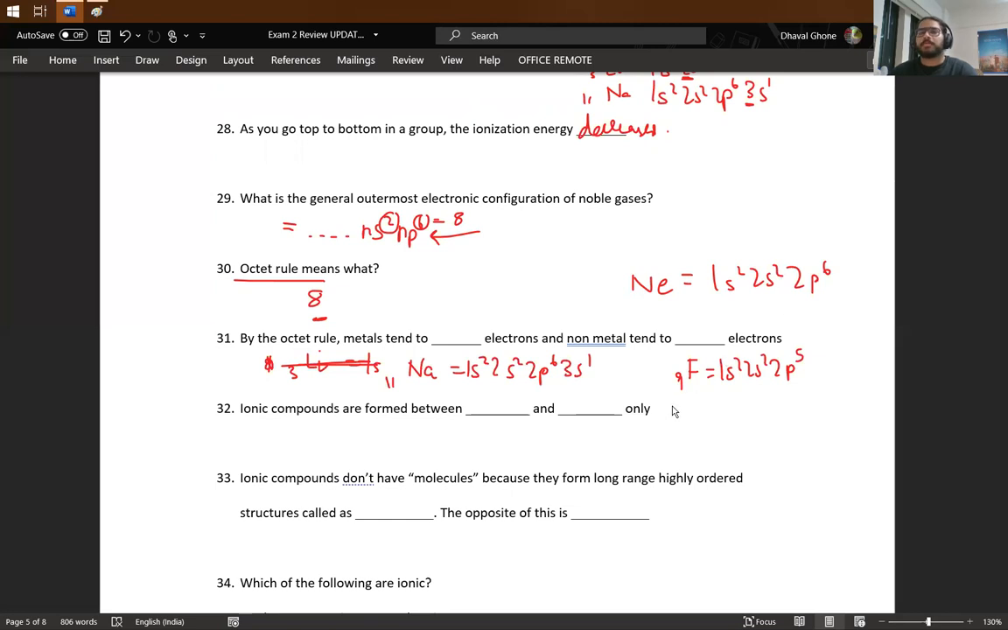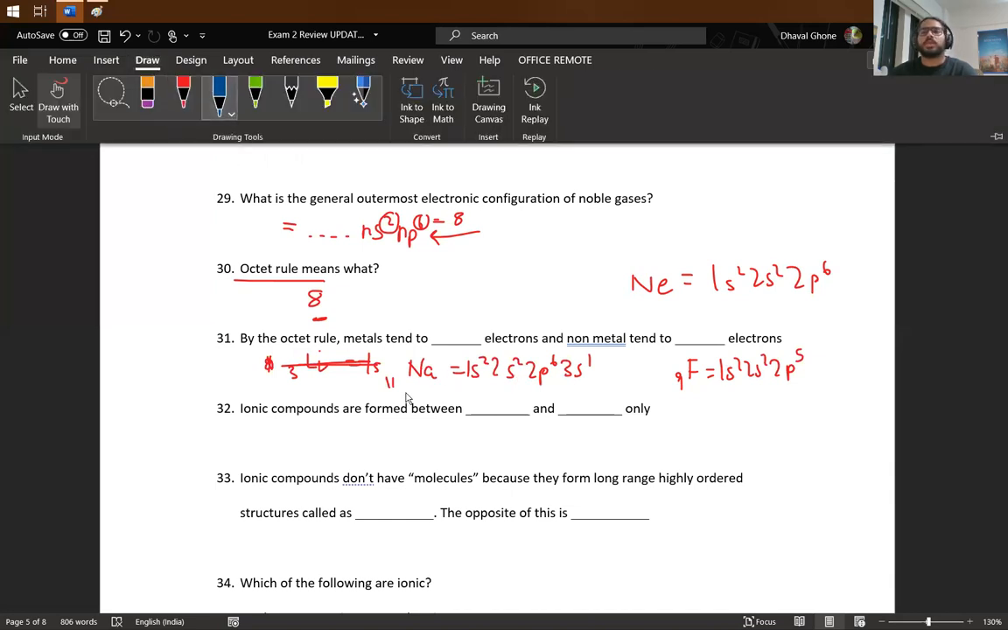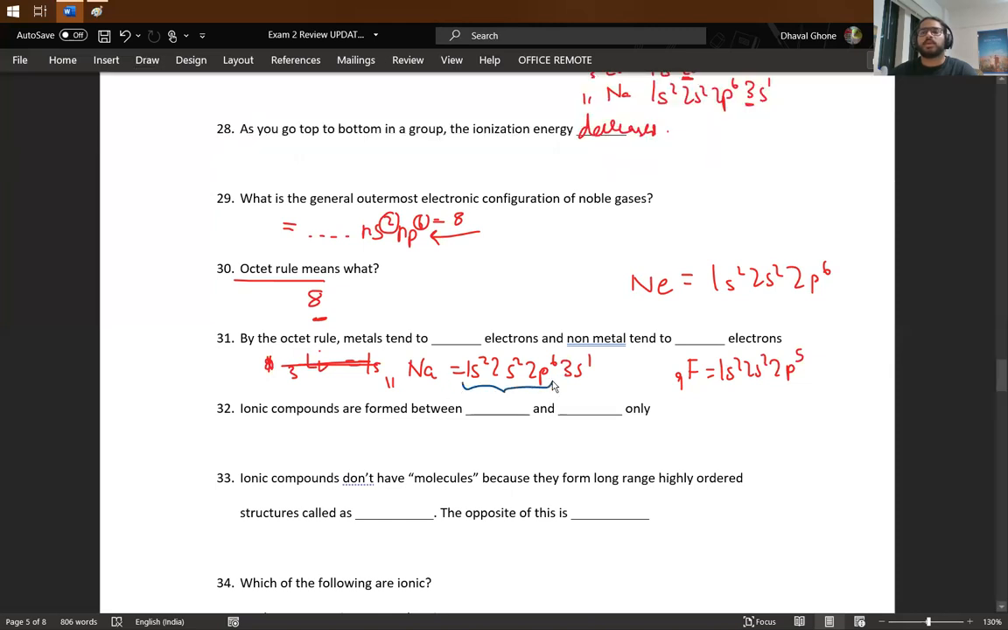So what can sodium and fluorine do to look more like neon? In the case of sodium, this is the configuration of neon, and this is the excess. If it loses this one electron, it looks like neon. Sodium is a metal, and every metal has a few excess electrons compared to the closest noble gas, and they will want to give out the electron to look more like the noble gas. So by the octet rule, metals tend to lose electrons, and that makes them cations, which are positively charged ions.